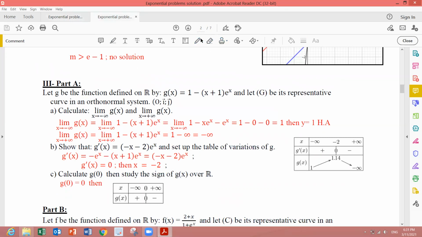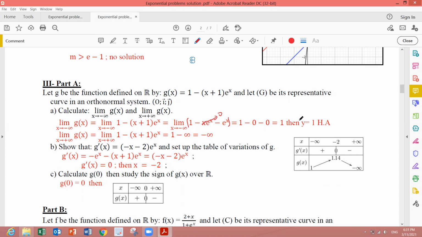So the limit as x tends to minus infinity of g(x) equals the limit as x tends to minus infinity of 1 minus (x plus 1) e to the x, which equals, we can expand, 1 minus x e to the x minus e to the x. By a property, this one is 0. x e to the x as x tends to minus infinity is 0. Then 1 minus 0 minus 0 equals 1.